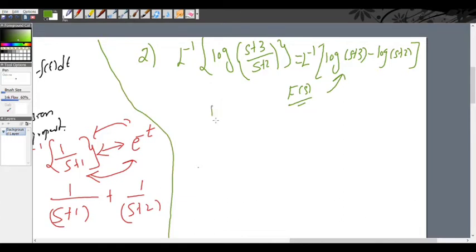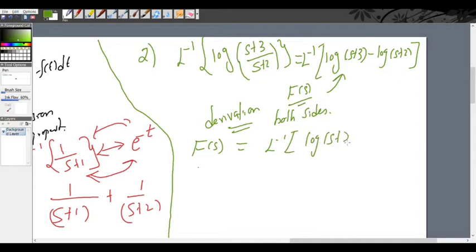So what we will do is apply a trick here. Take the derivative of this particular equation, on both the sides. This is f of s, L inverse. So this is the question, I am writing it one more time: log of (s plus 3) minus log of (s plus 2), right? So take the derivative on both sides.